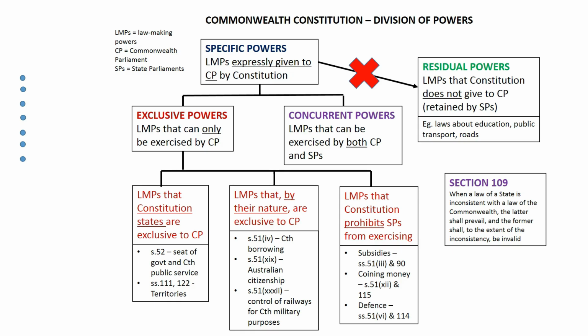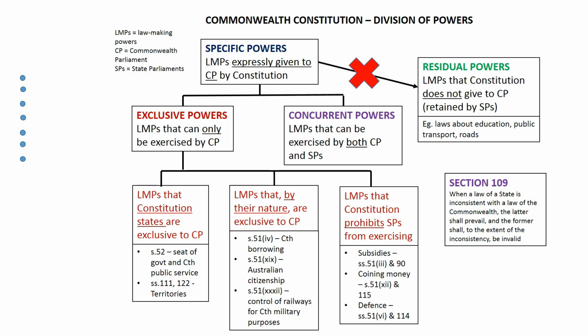It says that when a law of a state is inconsistent with a law of the Commonwealth, the latter, which means the last one that was mentioned, that is the Commonwealth law, shall prevail, and the former, which means the first one that was mentioned, that is the state law, shall, to the extent of the inconsistency, be invalid. So when a law of a state is inconsistent with the law of the Commonwealth, the Commonwealth law prevails, and the law of the state is invalid to the extent of that inconsistency.